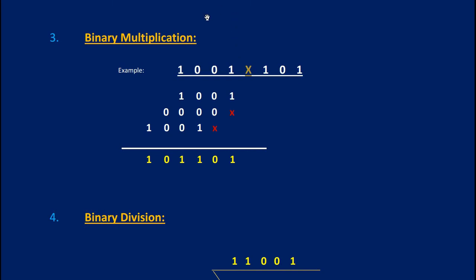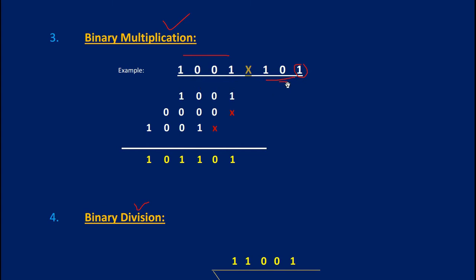Now come to the next one, binary multiplication. If you have understood binary addition and binary subtraction, then binary multiplication and binary division will be very easy for you. If we multiply 1001 with 101, the multiplication will be the same as mathematical multiplication. Firstly we multiply this 1 with all 4 digits. So 1 times 1 is 1, 1 times 0 is 0, 1 times 0 is 0, and 1 times 1 is 1.